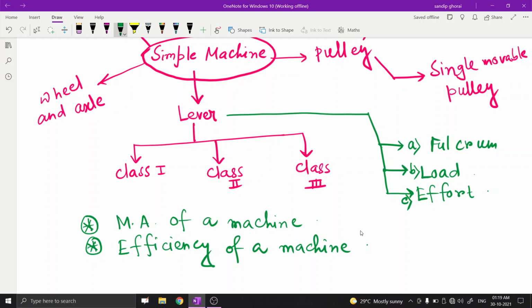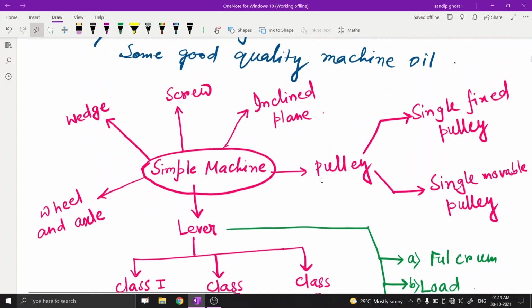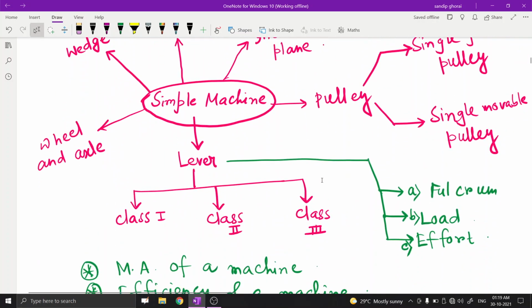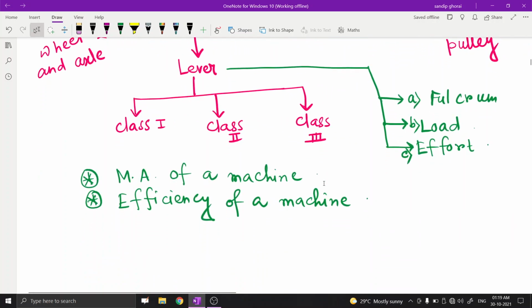So this is the basic concept, a simple concept map about the whole chapter, that is Machines. This chapter is completed, and in the next class we will discuss the exercise problems in your book. Now this is the end of today's class.